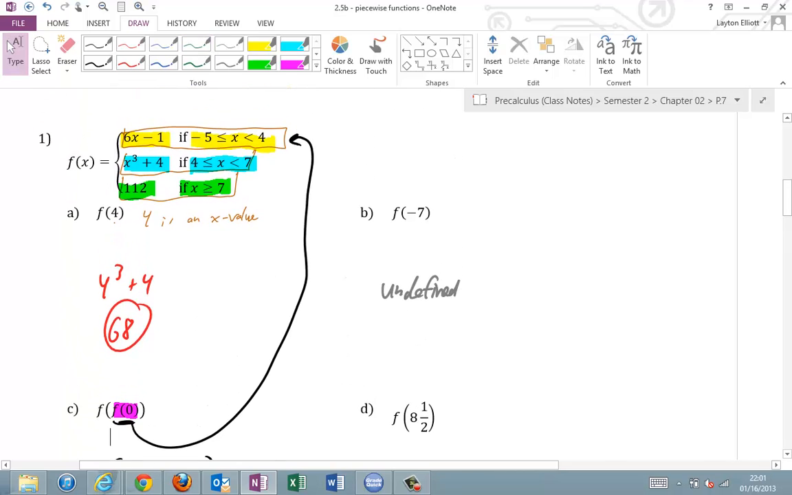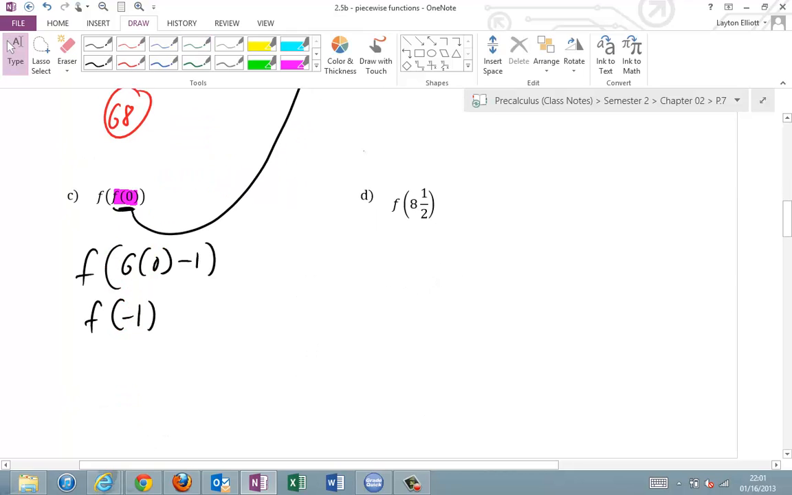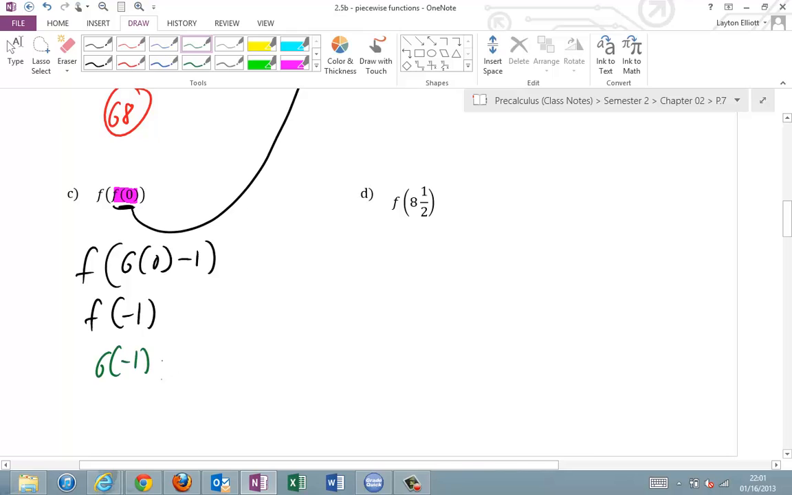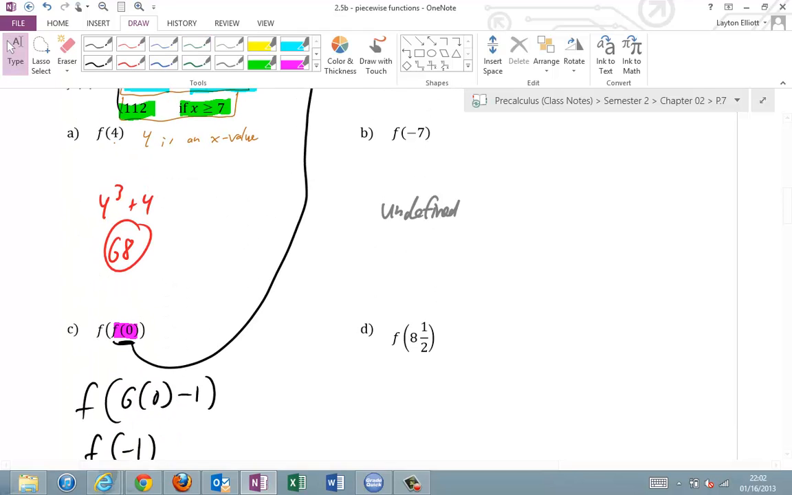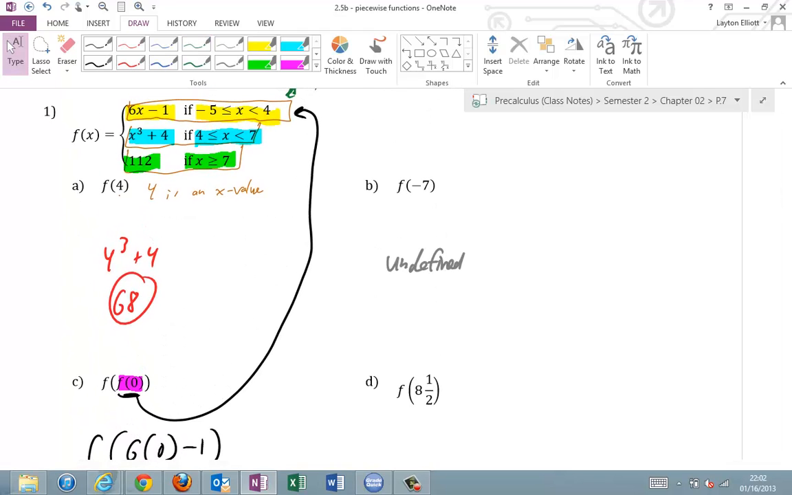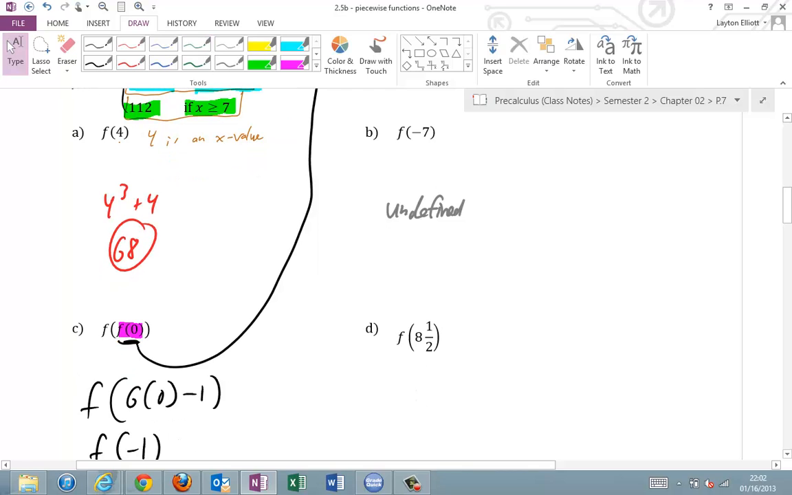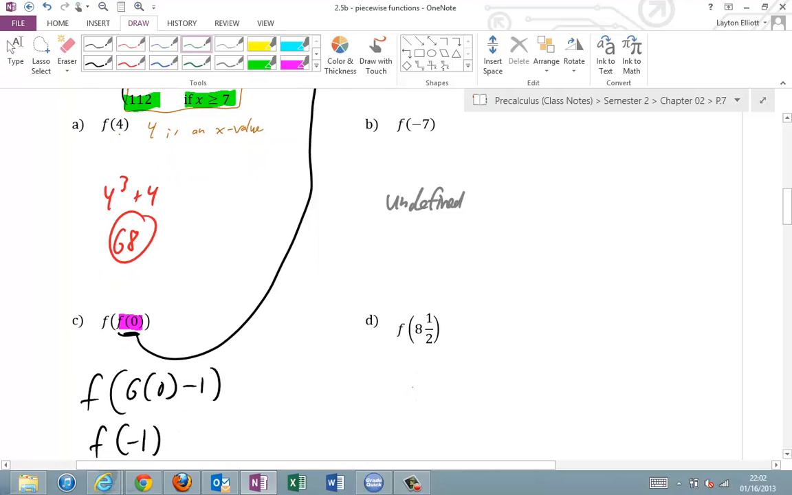Let's go back up to the function. Negative 1 is also defined in that same region. So we're still sticking with this top one. 6 times negative 1 minus 1 is negative 6 minus 1, or negative 7. Finally, f of 8.5. 8.5 is greater than or equal to 7, which means that f of 8.5 is 1/12. No math there needed, really.